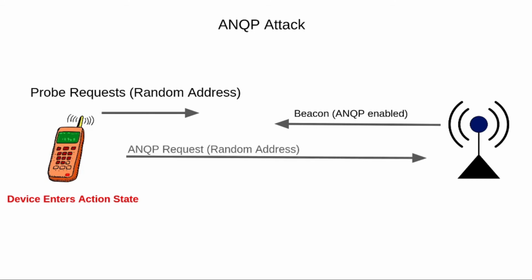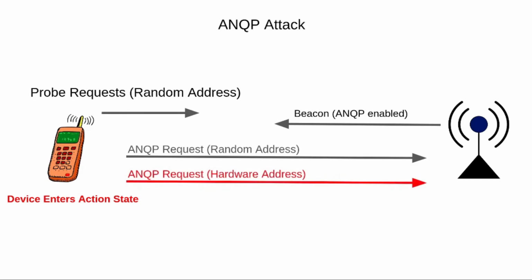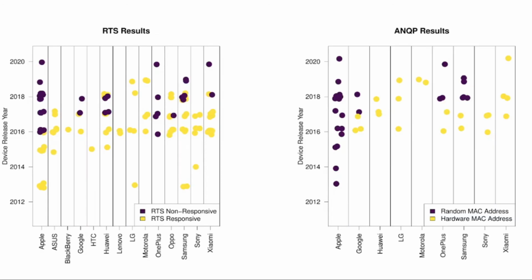And what's supposed to happen now is the device should send an ANQP request with a random address because it's sending probe requests with the random address. But we noticed, and it has been noticed before, that some devices will actually send this ANQP request with the hardware address, sort of defeating randomization. And so we noticed this still happens. Not on all devices, but in some modern devices, 2019 devices, this is hardware year on the y-axis here. And a lot of these 2019 devices, ANQP, still vulnerable, depends on the manufacturer mostly, and RTS, CTS, still vulnerable for some manufacturers as well.